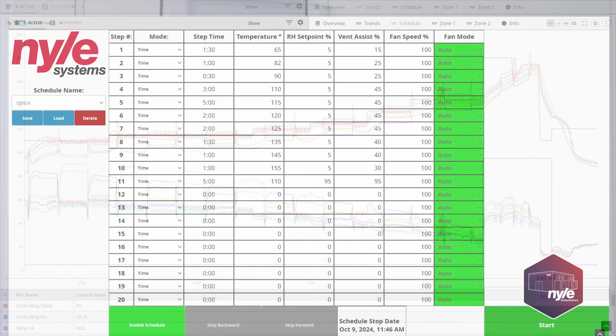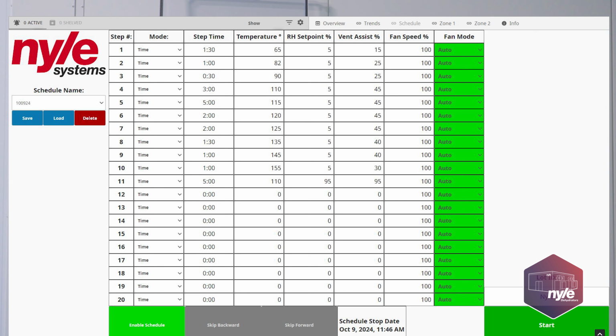The next tab is your schedule. Now this one is something that absolutely everybody loves, because with running schedules in a dehydrator, oftentimes our customers have different products that they want to load into the chamber, and instead of teaching everybody exactly what to do, everything is pre-programmed.